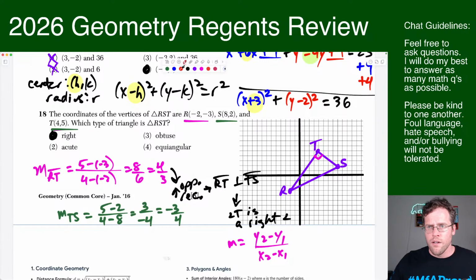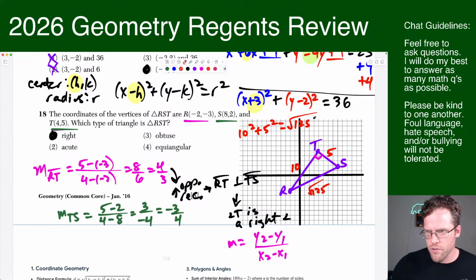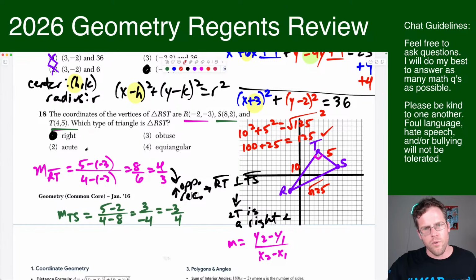You could do that, or you could use the distance formula to find the length of all three sides and show they satisfy Pythagorean theorem. I already did the distance formula before, but I promise you this is square root of 125. TS is equal to 5, and RT works out to 10. You just use the distance formula 3 times. If I plug into Pythagorean theorem, 10 squared plus 5 squared equals the third side squared, gives me 100 plus 25 equals 125, which is a true statement. So this is a right triangle. That's another way to determine this is right.